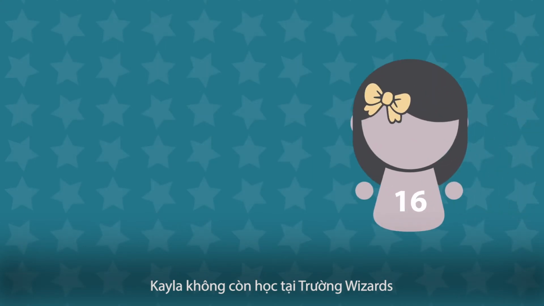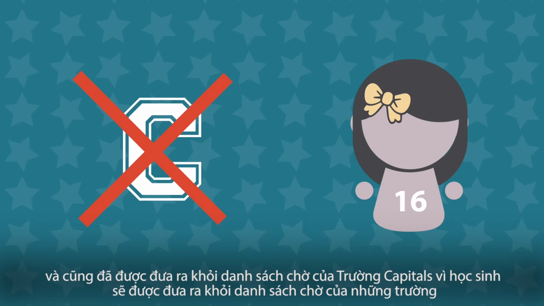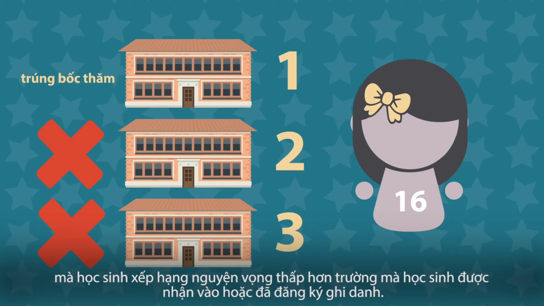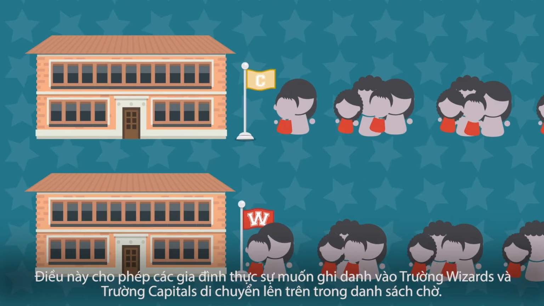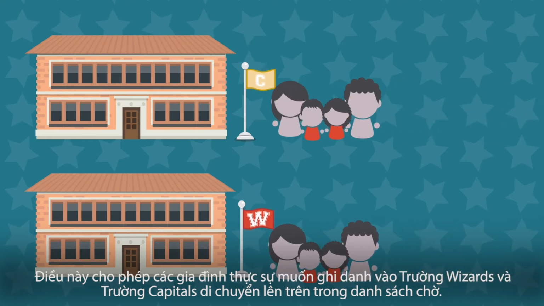Kayla no longer holds a seat at Wizard School and is also removed from the waitlist of Capital School because students are removed from waitlists of schools they ranked lower than the schools to which they are matched or enrolled. This allows families who truly prefer Wizard School and Capital School to move up on those waitlists.